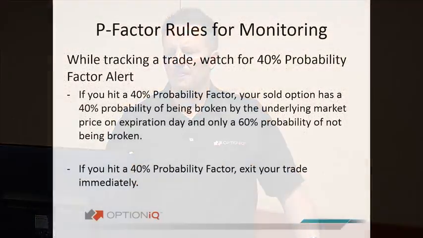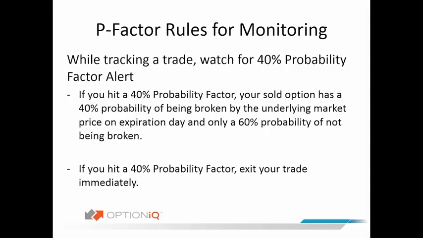Once we're in the trade and it's live, we never want it to reach 40%. If we hit 40, that means that our sold option, whether it's the call or the put, now has a 40% probability of being broken by the underlying market price. So the index price is getting too close, and it only has a 60% probability of not being broken. So that's the point where, in our opinion, it's too close to a 50-50 chance. If you hit a 40 P factor, we want you to exit the trade immediately.